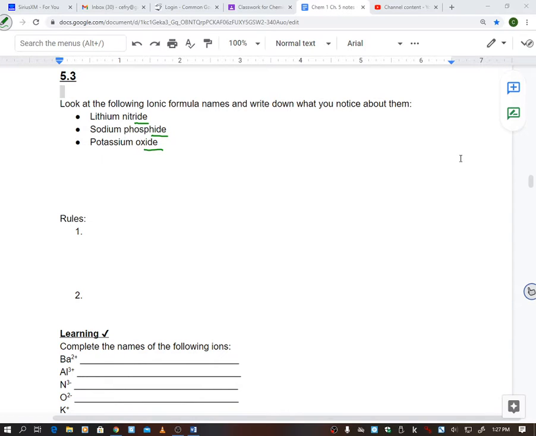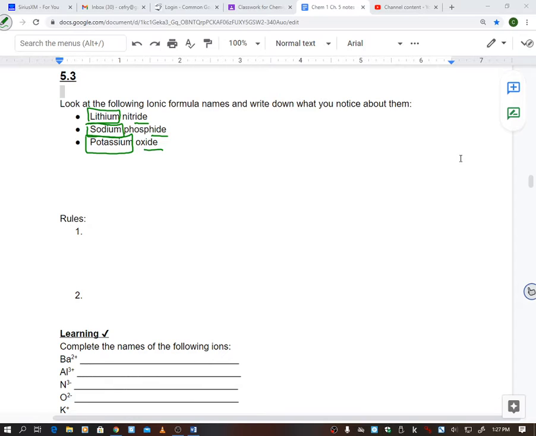We notice that the first part of this name is just an element name. We don't change it at all. Lithium, sodium, potassium, that's just the normal name. But then the second half, we cut off the ending and add IDE to it. So here are the rules. This is how we're going to name ionic bonds. And remember, ionic is a metal and a non-metal.